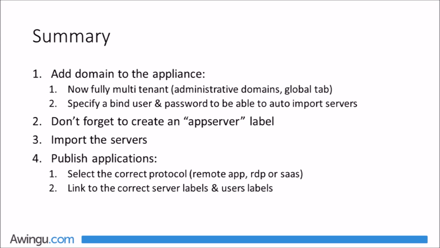This brings us to the end of the instruction video. Let's go one more time over all steps to make a simple Awingu configuration. We start by adding a domain. New in 3.1 is that we now support full multi-tenancy. Before importing the server, don't forget to create an app server label. And if you want to import them automatically, also don't forget that you have to specify a bind user and password in the domain. And finally, you can publish the applications by selecting the correct protocol and by linking the server labels.